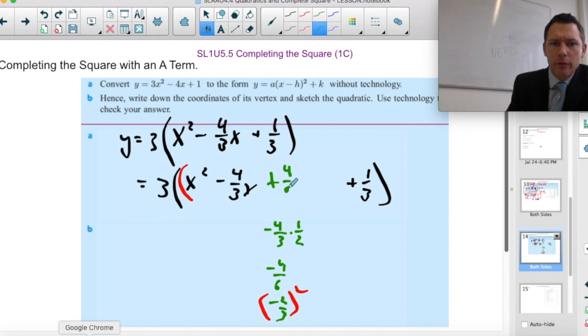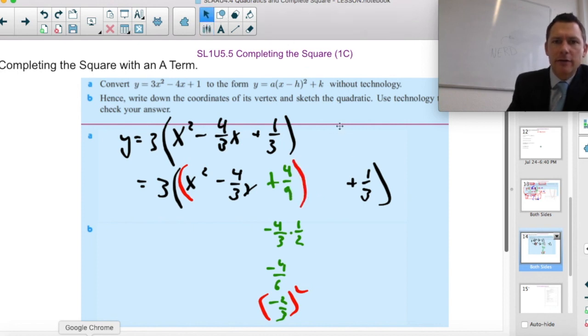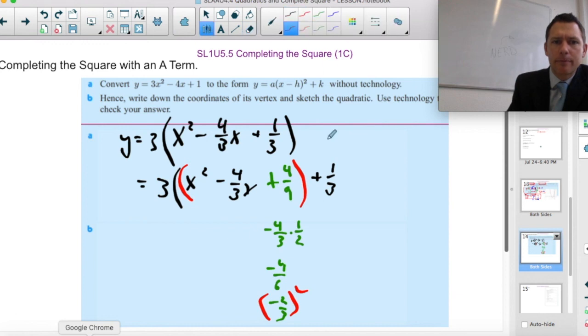+4/9. Great. And that's in here. That's just in this chunk inside. Here's the +1/3 over here. And because we added 4/9, you can subtract 4/9 on the outside. And all will be well with the world.